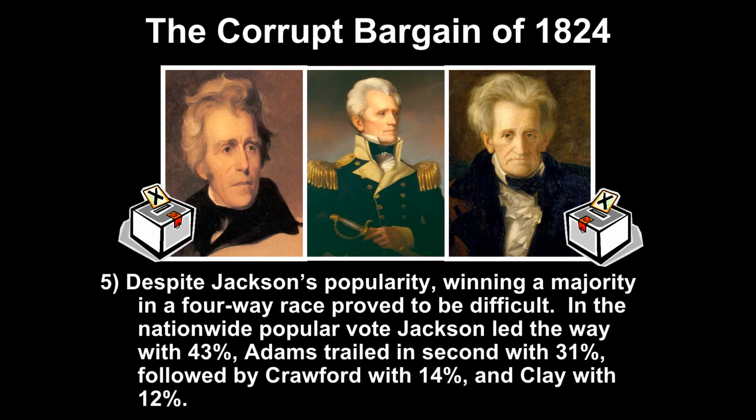Now, the problem was, despite his popularity, when you run four candidates for a presidential election, it can be hard to actually win a majority. The Constitution mandates that the president wins 51% or more of the electoral vote. Well, when the vote came in, Jackson led the popular vote, which again, a popular vote is just counting up all the votes in America and then dividing them by how many they received. Jackson got 43%. Adams trailed with 31%, and then Clay and Crawford were in a very distant third and fourth. So what happened here is that when you count up all the votes in America, 43% of Americans voted for Andrew Jackson, or at least Americans that could vote, and only 31% voted for Adams.